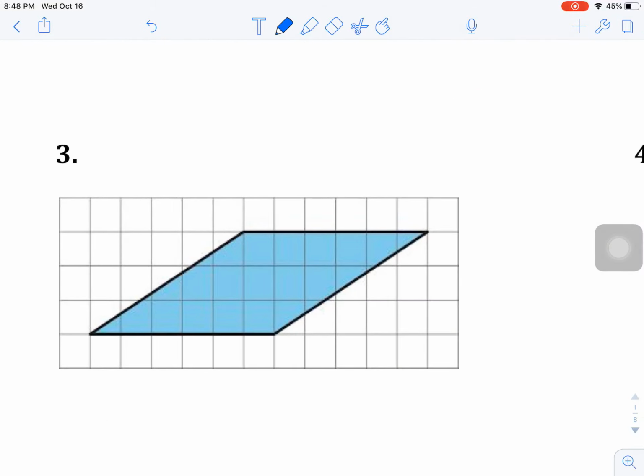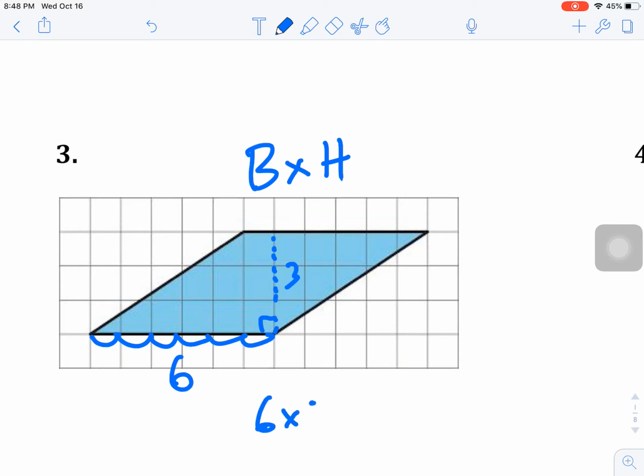Okay, so number three is a parallelogram. So we have to remember we're doing the parallelogram formula. So we need to count the base. Okay, and you should be getting a base of 6. The height, remember, goes straight up and down, and it's 3. So we're going to do 6 times 3, and that is 18 units squared.